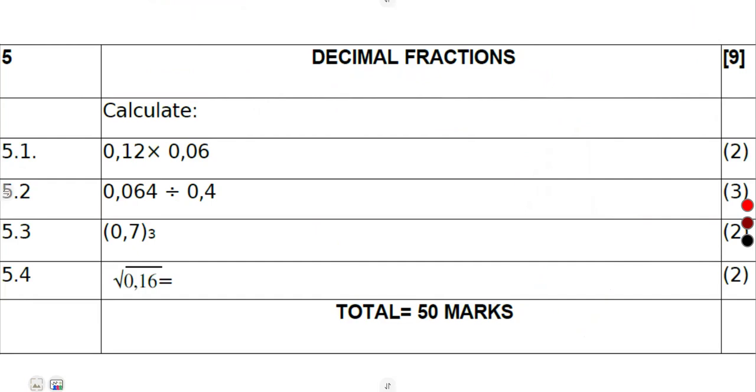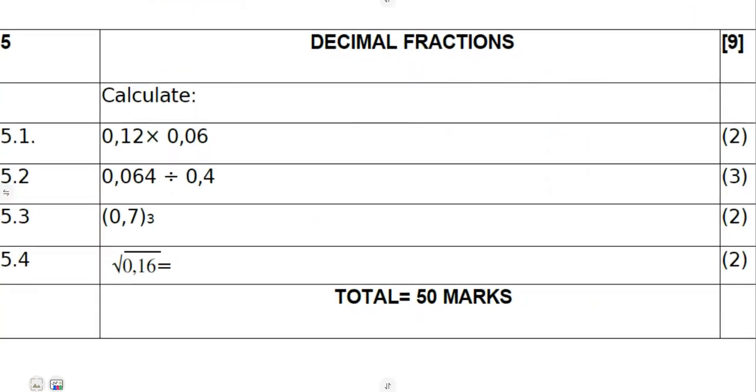Then question number 5, which was on decimal fractions. 5.1, calculate the value of this. Again, it was a repetition, guys. It's just a repetition.